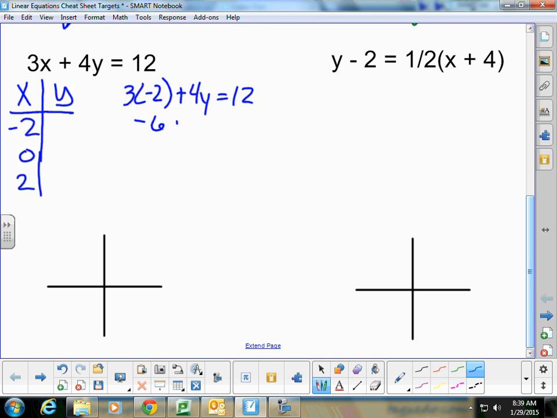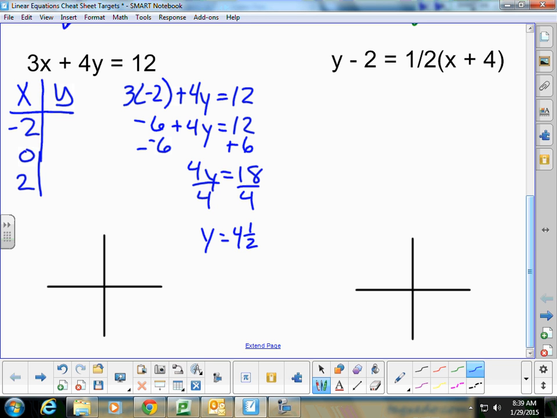So I get negative 6 plus 4y equals 12. Subtract the negative 6, 4y equals 18. Divided by 4, this is going to be an ugly one, and I'm going to get 4 and 1/2. So I could do that. I'm going to go negative 2, and then up 4, 1, 2, 3, 4 and a half. That's 1 point on the graph.